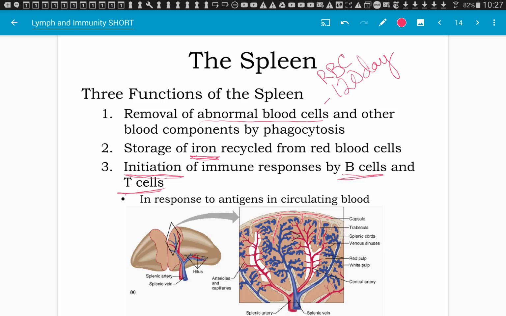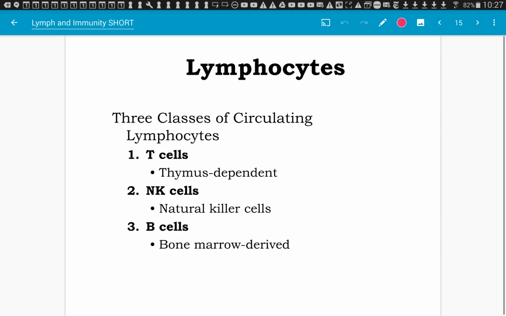You can live without your spleen. You'll be okay. Other parts of the body will take care of most of the functions, but the spleen is sometimes removed when it's damaged and it's bleeding. So that's the problem with the spleen.